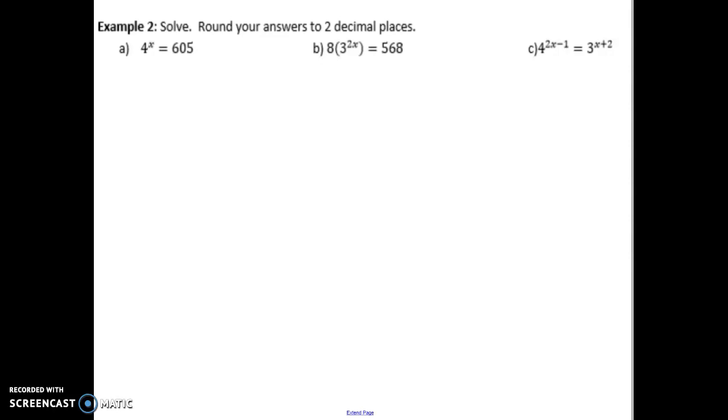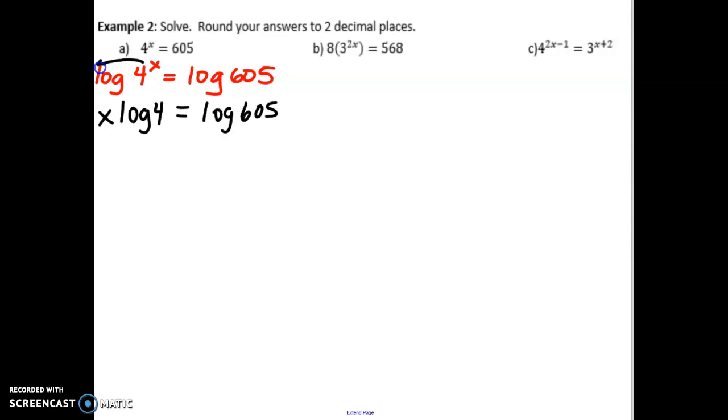All I have to do is put a log in front of both. And what's the easiest base of a log you know? 10. Base 10, because your calculator can calculate it, right? So I'm going to put a log base 10 in front of both sides of the equation. Now here's why this is helpful. Because we have a property that says that your power of x can move to the front and become multiplying, right? That was one of our log laws. So now we have x times log 4 equals log of 605, and those are both base 10.